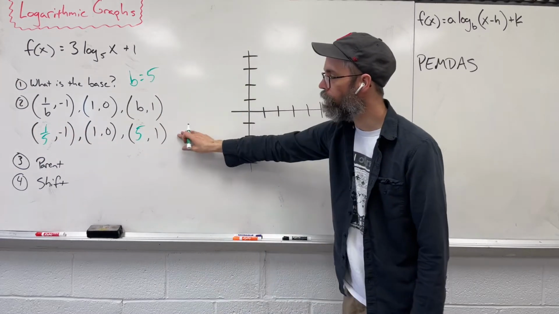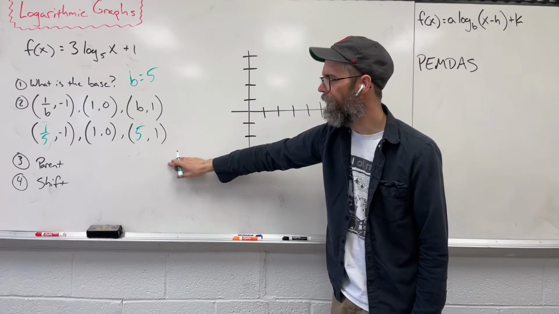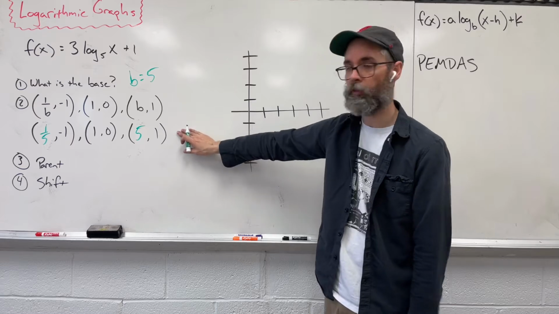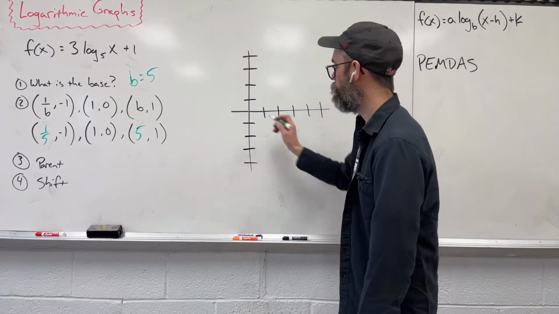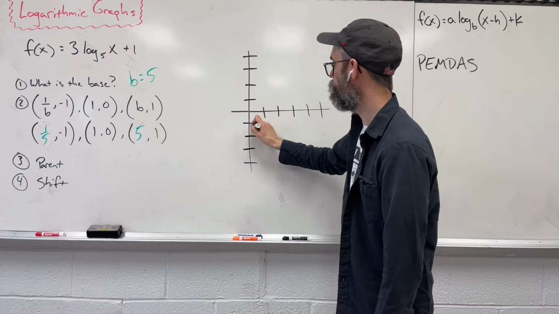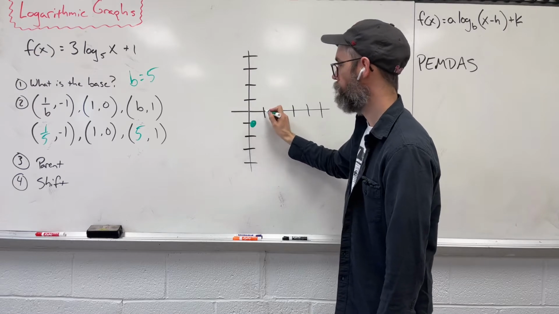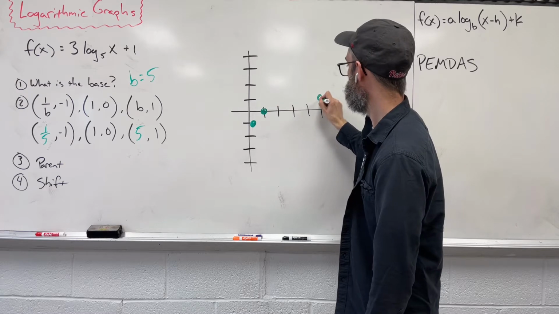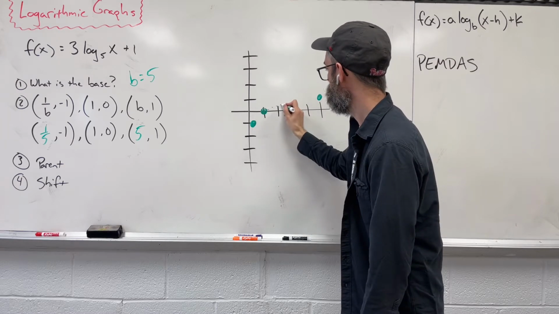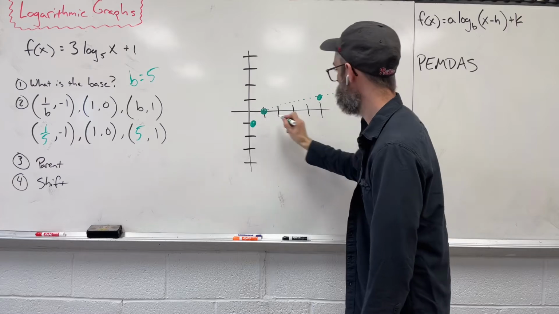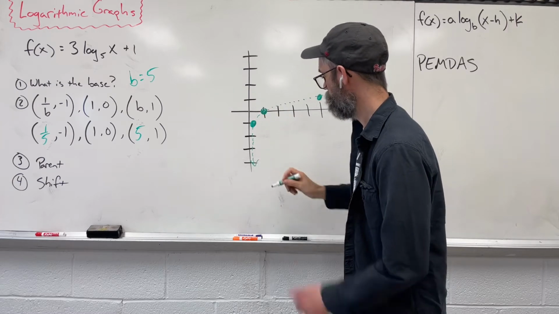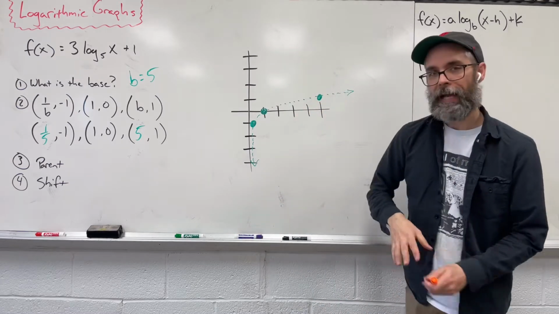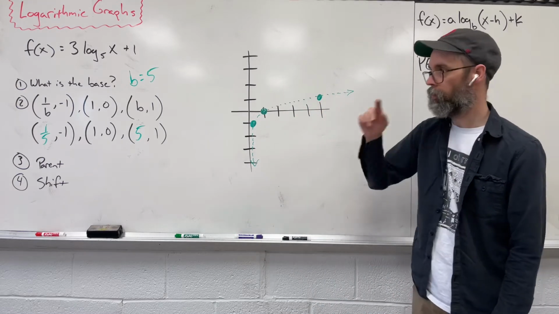Let's take these 3 coordinates, and now notice I have a new step down here. We're going to graph just the parent function of what these 3 coordinates are. So I'm going to go over 1/5, down 1. I'm going to go to the right 1, up and down 0. I'm going to go over 5, up 1. The reason I did a little dashed line here is because this thing will change on us.